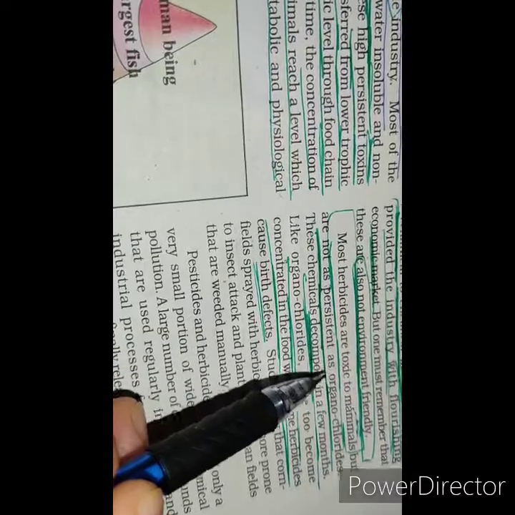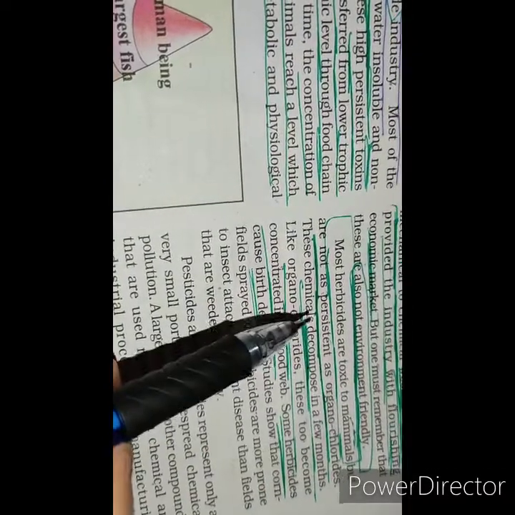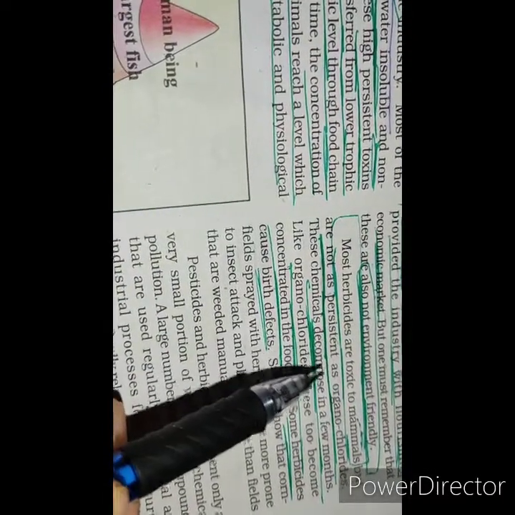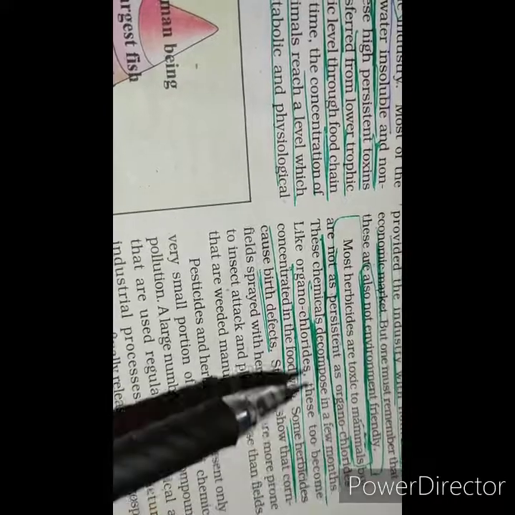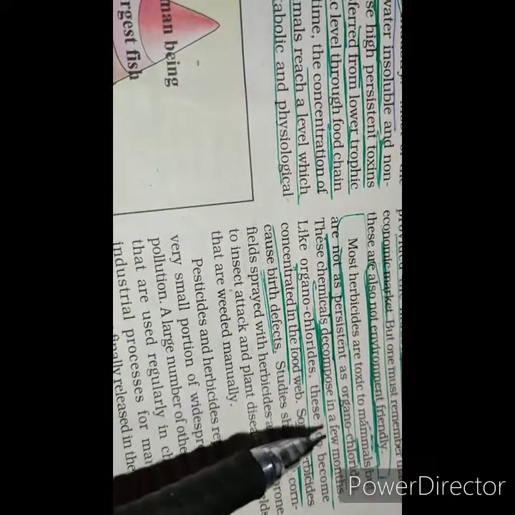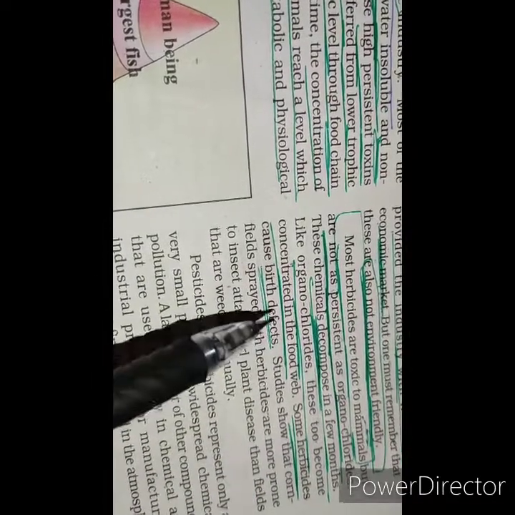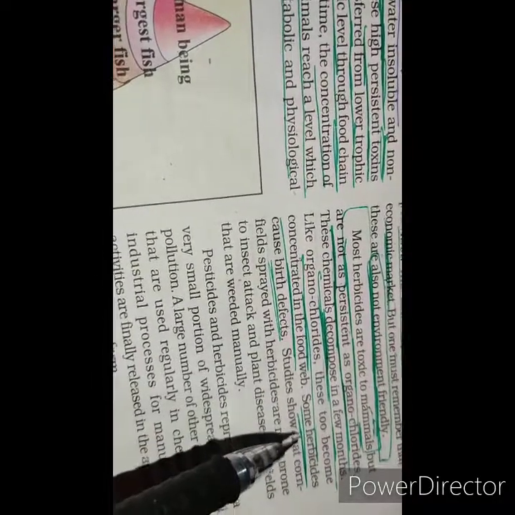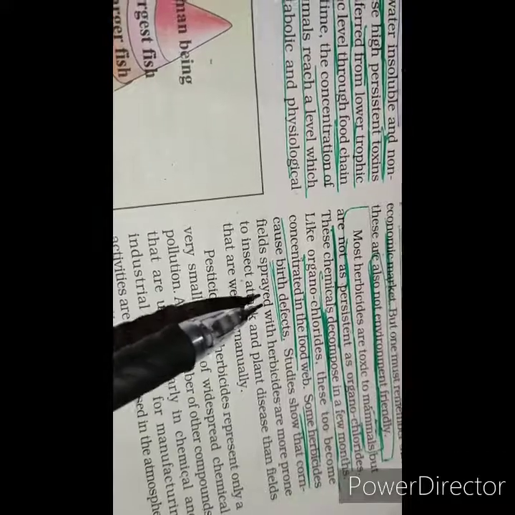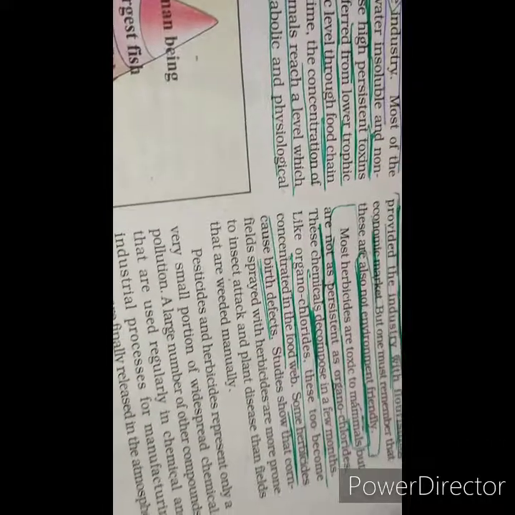These herbicides were toxic to animals, but they were not as persistent as organochlorides. They decompose in a few months. Like organochlorides, they too became concentrated in the food web, and these herbicides caused birth defects.